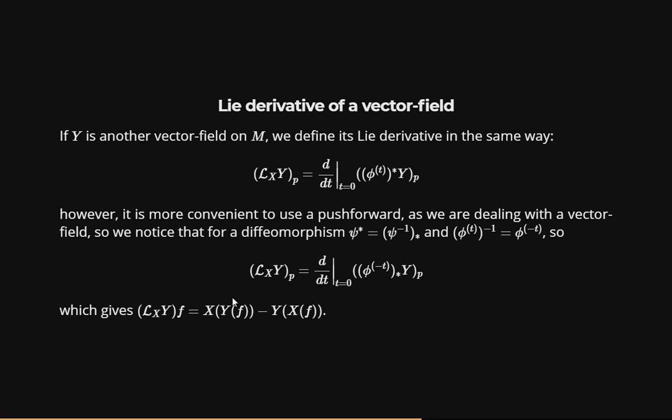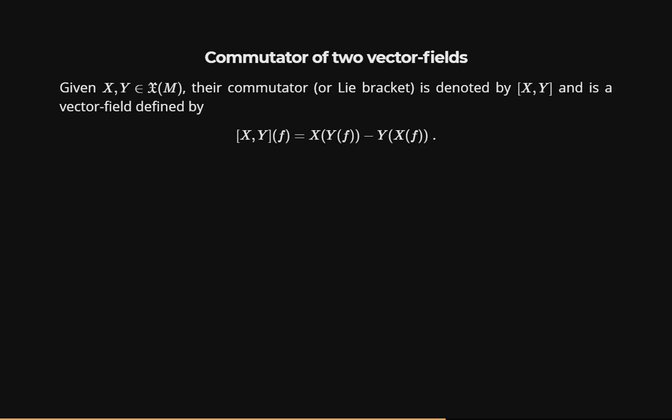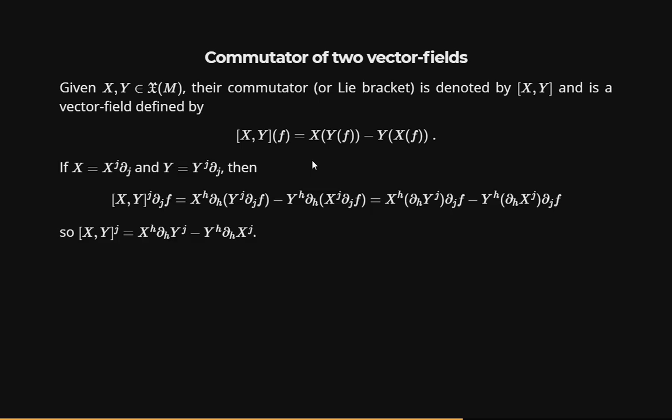I mean, you can show that this is a vector field. Namely, it's the commutator of the two vector fields. So given x and y vector fields, the commutator, or Lie bracket, it's related to the Lie derivative, is denoted by this symbol with square brackets, and is the vector field defined by this relation. So the one we saw before.